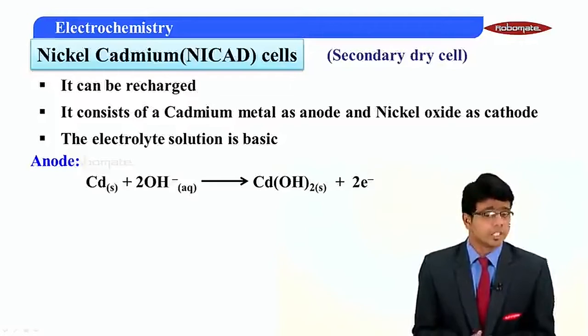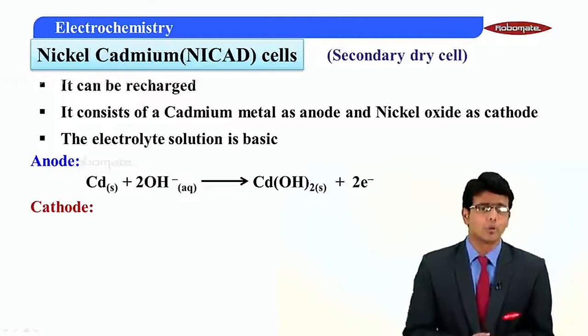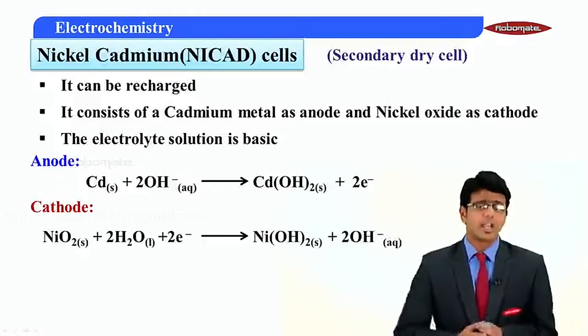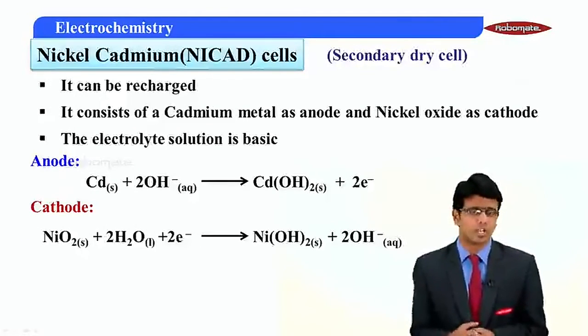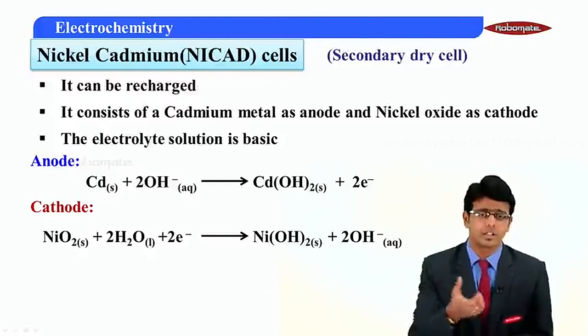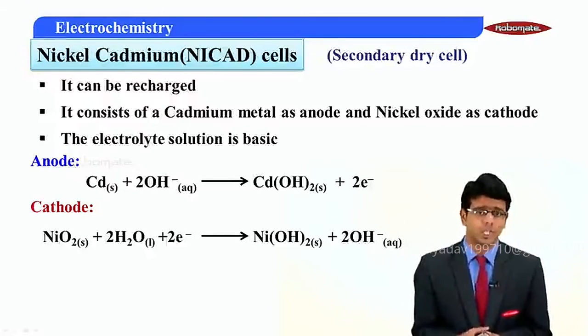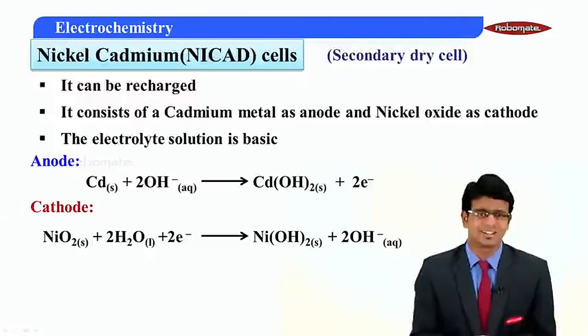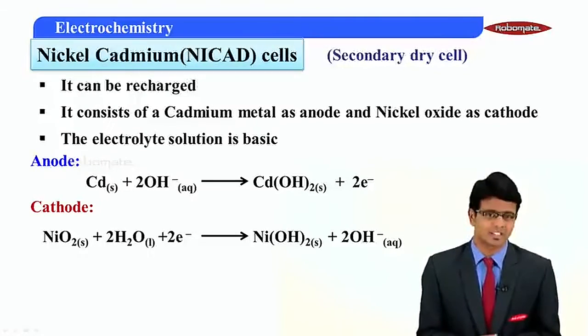Okay. Similarly at cathode, what you have is NiO2 getting reduced. So NiO2 solid plus 2 H2O liquid plus 2 electrons. Okay. So NiO2 is getting reduced in presence of water to give Ni(OH)2 solid, that is nickel hydroxide, plus 2 OH minus ions aqueous.